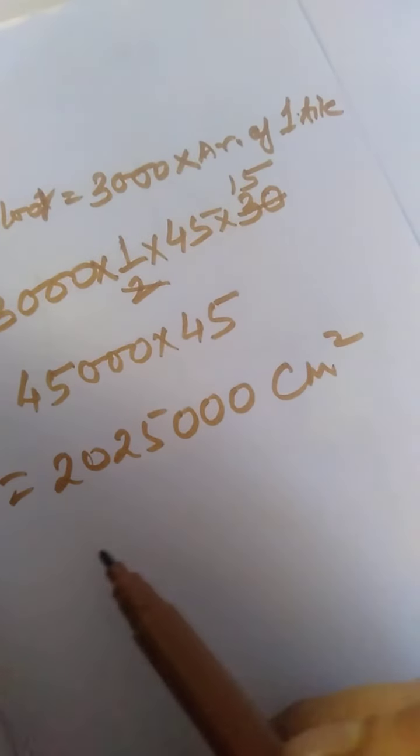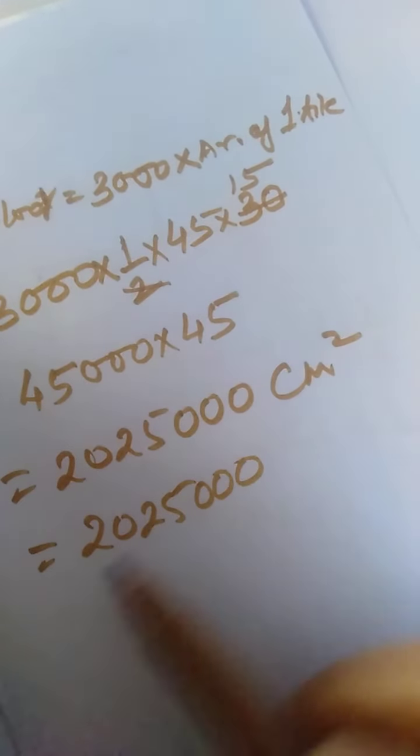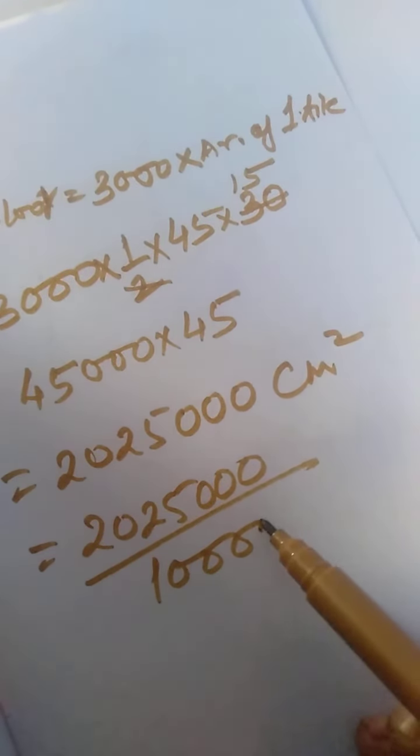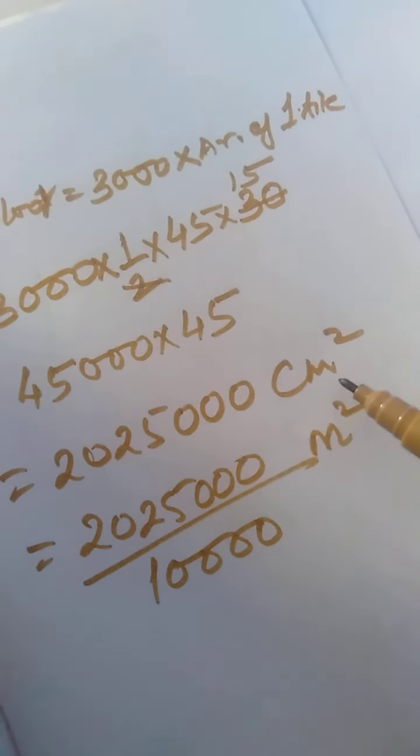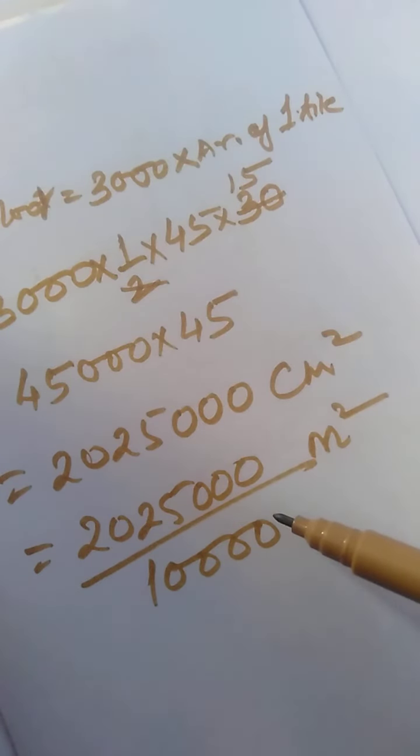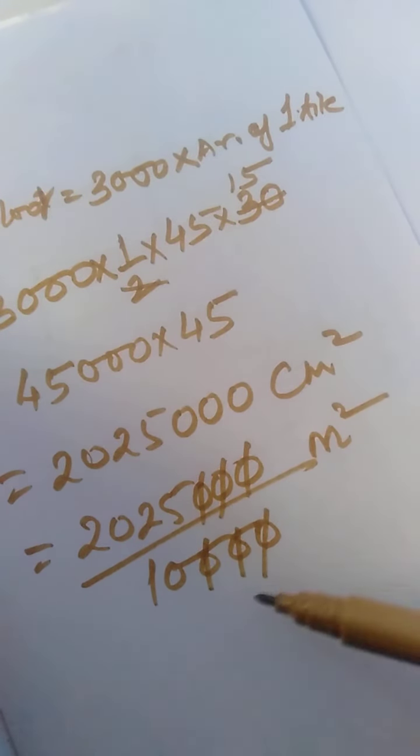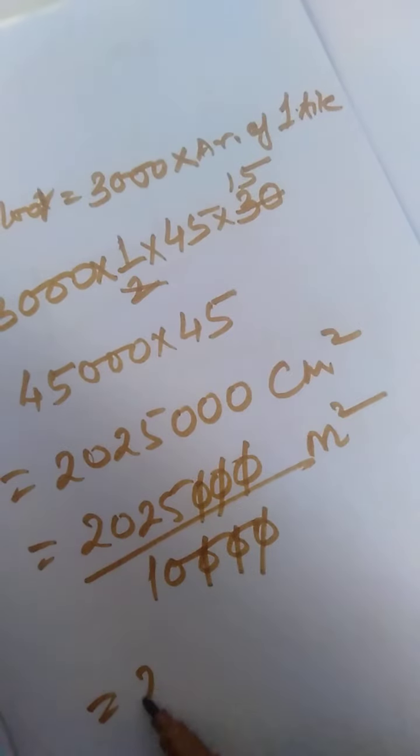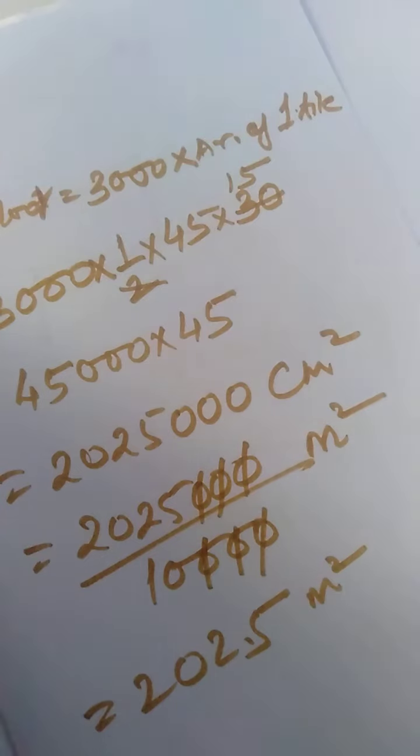Now we have to find it in meter square. So dividing it by 10,000, 2025000 upon 10,000 meter square, because 1 meter square equals 10,000 centimeter square. So to convert this into meter square, we have to divide by 10,000. Cancelling it, 3 zeros will cancel off. This is 202.5 meter square.